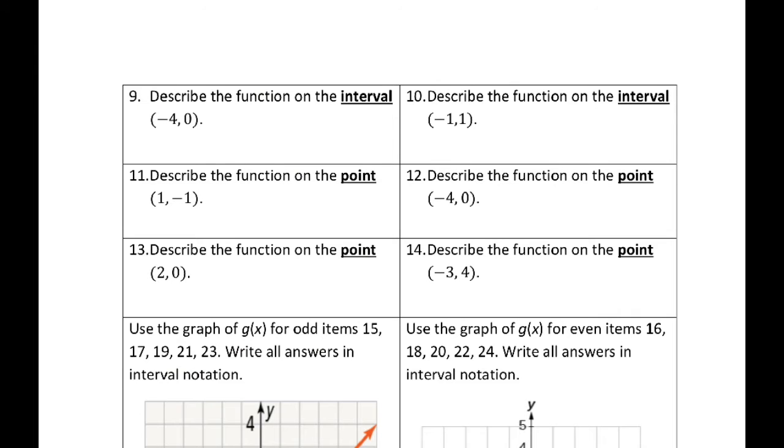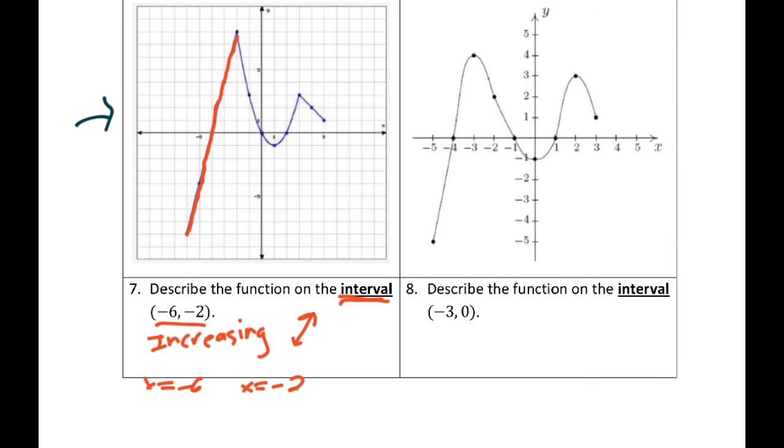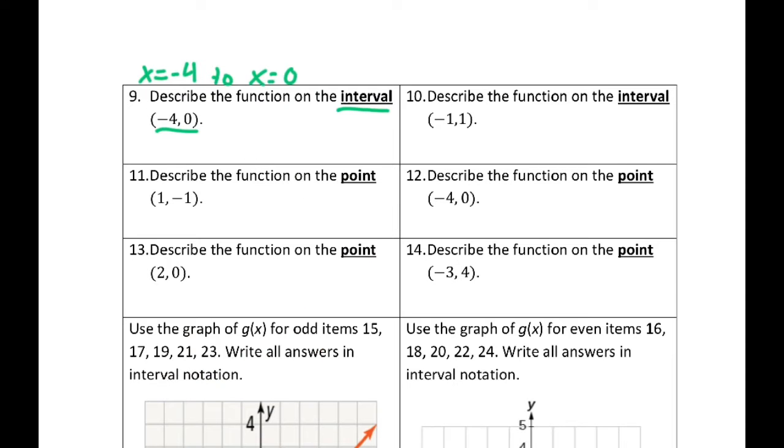All right. Number 9, we're looking at the interval -4 to 0. So let's go back to our graph. We're going to be looking from where x is -4 to where x is 0. So that would be this portion. So to describe this section, it is all above the x-axis, which means f of x is positive.